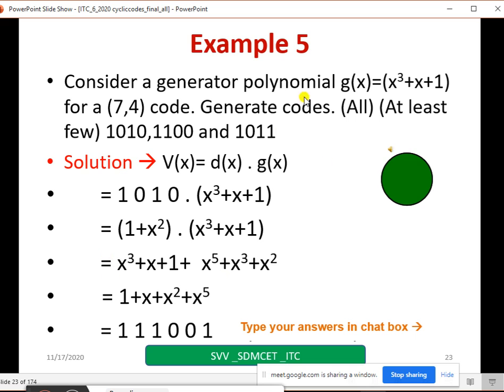I cannot distinguish between this. See, 1010 here, I cannot check, I cannot see it. Hence, it is called non-systematic. Abhishek has typed 1010, 111, 001. Similarly, I want others to type for 1100 and 1011. Take 2 minutes and do it.